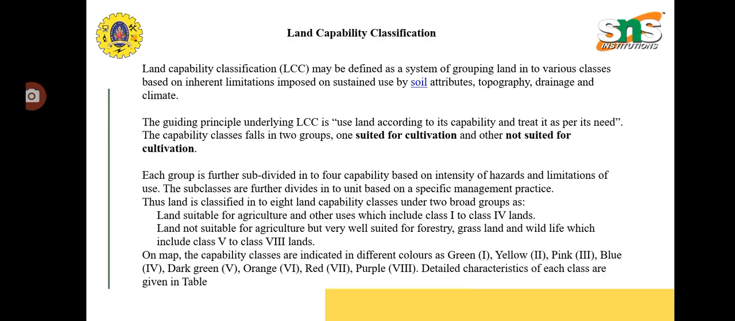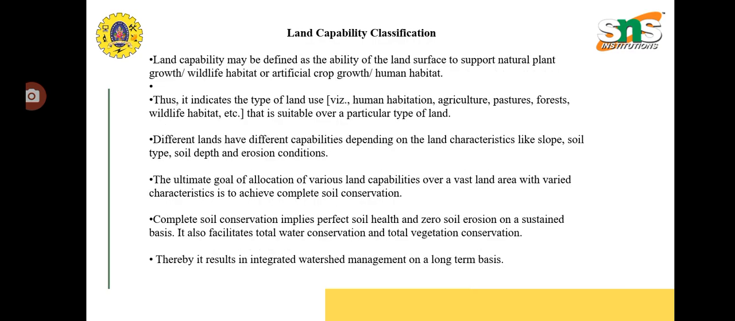The capability classes fall into two groups: one suitable for cultivation and one not suitable for cultivation. Land suitable for agriculture and other uses includes class 1 to class 4. Land not suitable for agriculture but with limited use for forestry, grassland, and wildlife comes under class 5 to 8. Different colors are indicated for the land capability classification.